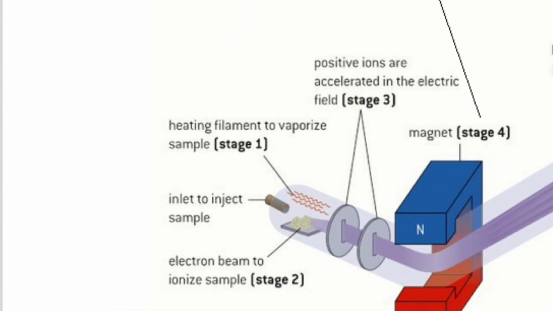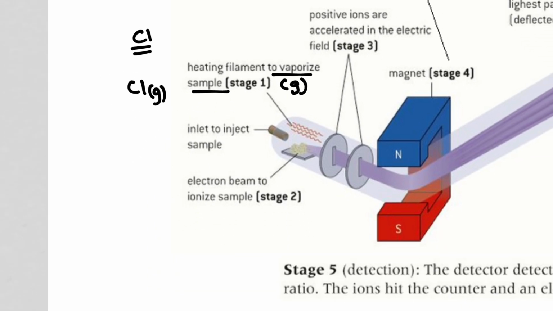So the sample is vaporized first, so it's going to turn into a gas. Let's say we start with chlorine, a sample of chlorine. So you're going to first vaporize. It turns into chlorine gas. Then you're going to ionize the sample. Ionize means turning into ions.